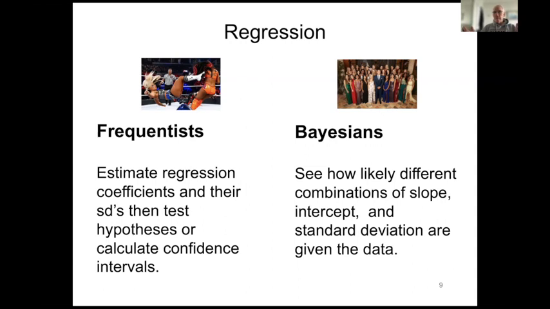And same deal with Bayesians. You know, this is getting like broken record time. Look at different combinations of values for coefficients and the standard deviation, how much things vary around that regression line, and see which ones are more or less likely given the data that you got.